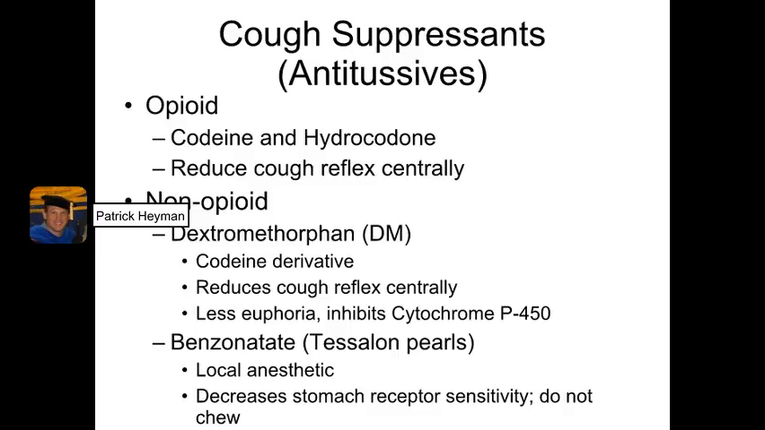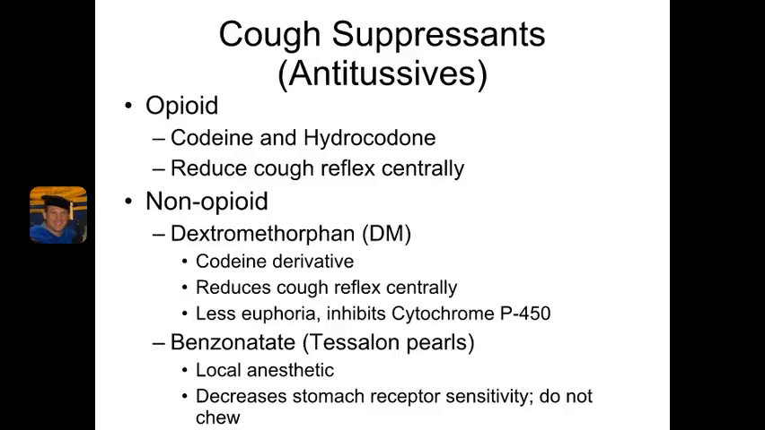Next, we have cough suppressants. There are three major types of cough suppressants. The first one are opioids, and the two opioids in particular that are typically prescribed as cough suppressants are codeine and hydrocodone. They reduce the cough reflex centrally in the brain. They reduce the brain's response to cough stimuli. All of the adverse effects that go along with opioids go along with these particular drugs. The same precautions go, the same assessments go. So you might want to review what those assessments are, especially if you got it wrong on a test.